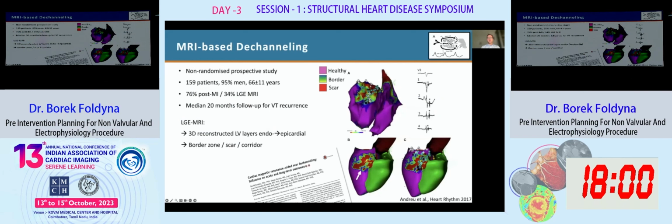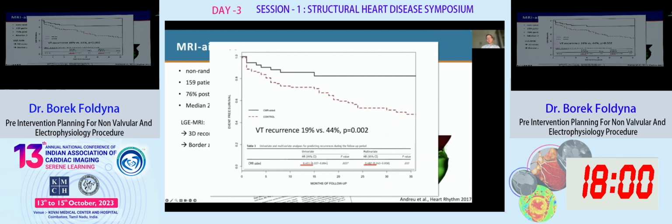So what is the main aim of the ablation? It's the so-called MRI-based channeling here. In this trial, the EP lab fused the MRI images together with the electroanatomical voltage map. And you can see that MRI can actually nicely identify the so-called channels or corridors here. And these can then be targeted with the ablation, which at the end leads to a reduction of VT recurrence to 90% from initially 44%.